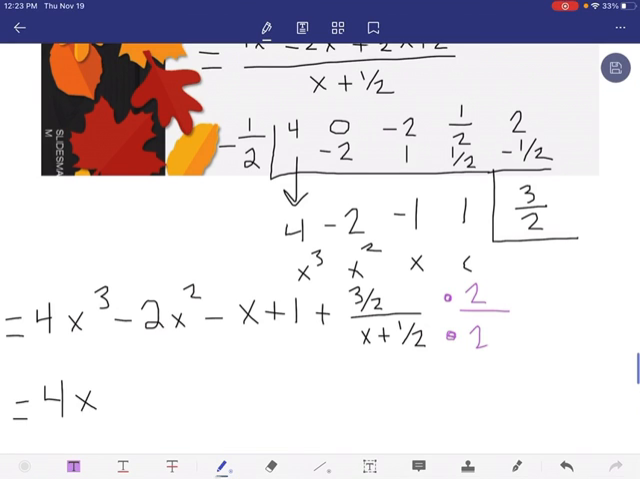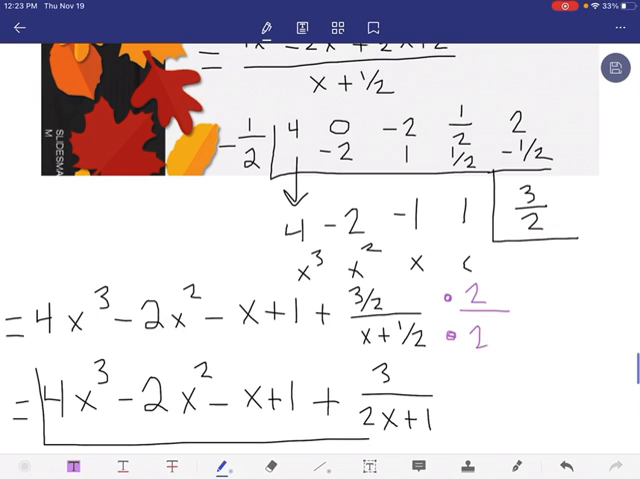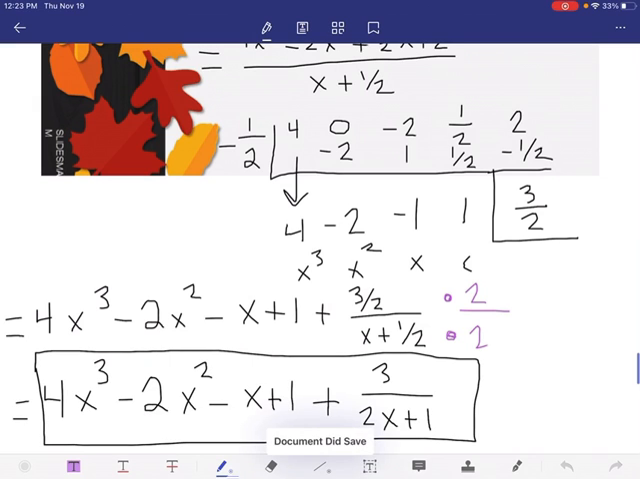So the first part is still going to stay the same. And then we would have 3/2 times 2 is going to give us 3. And then we would have 2x plus 1 in our denominator. And so that's going to be our final answer.